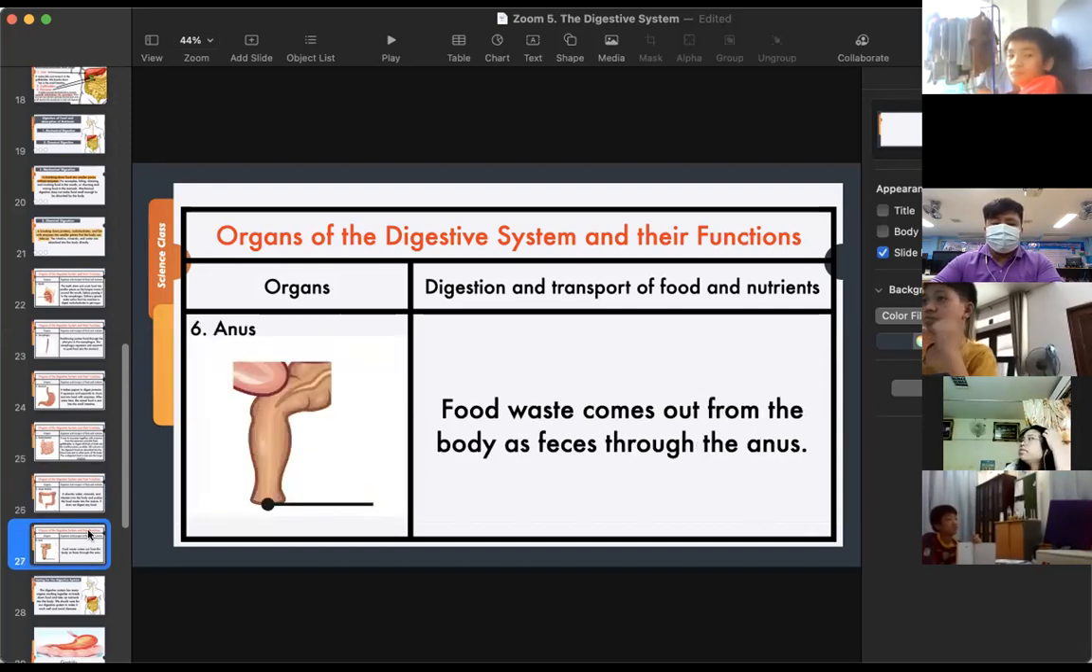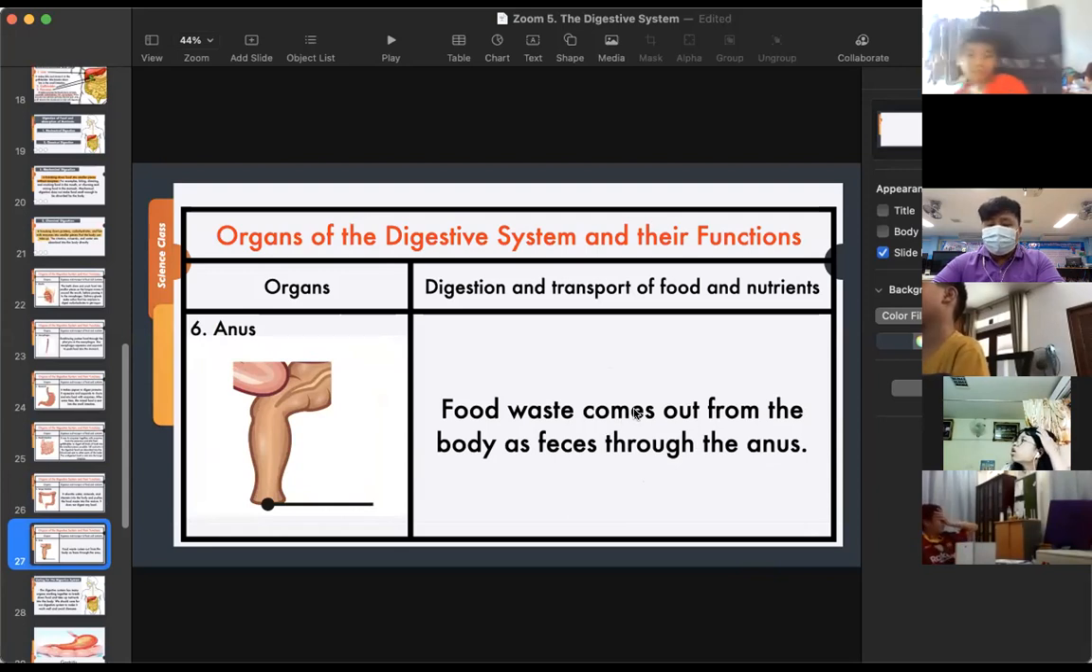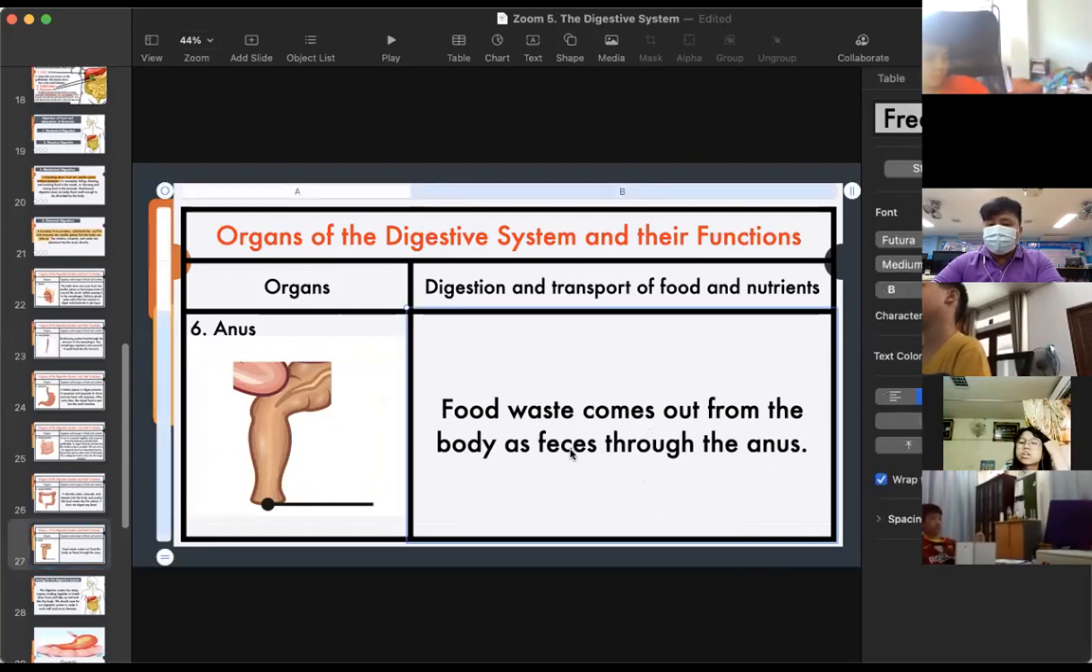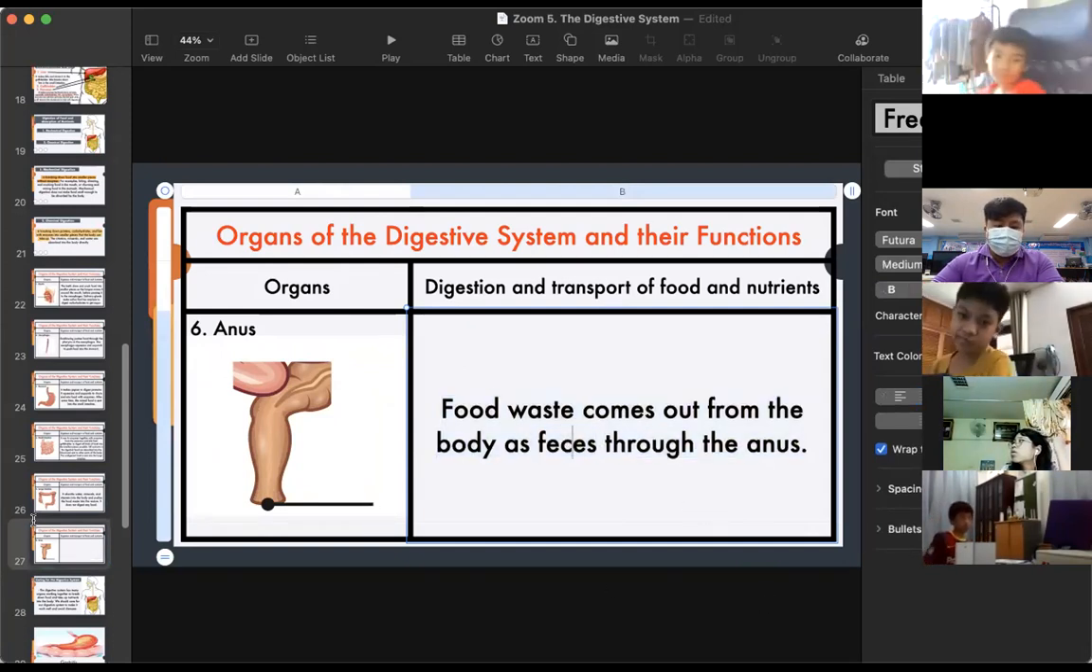Last one, the anus. Food waste comes out from the body as feces through the anus. This is the function of the anus. Food waste comes out from the body as feces through the anus. Feces is what you call the poop. The poop that comes out. Next.